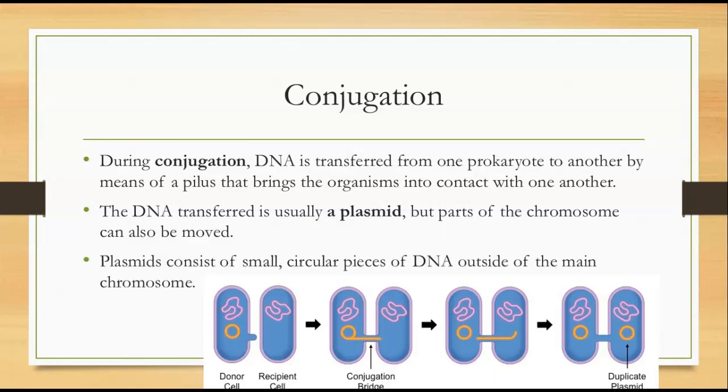Plasmids consist of those small circular pieces of DNA outside of the main chromosome. So here you can see how this works, where this plasmid gets copied and then sent through this conjugation bridge, and now this bacteria has a plasmid. And once again, if this plasmid was for suddenly becoming pathogenic, well, now this bacterium that was not pathogenic is now pathogenic.